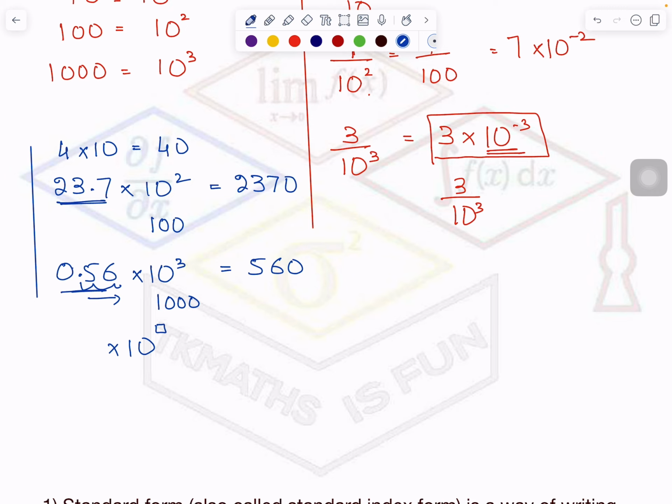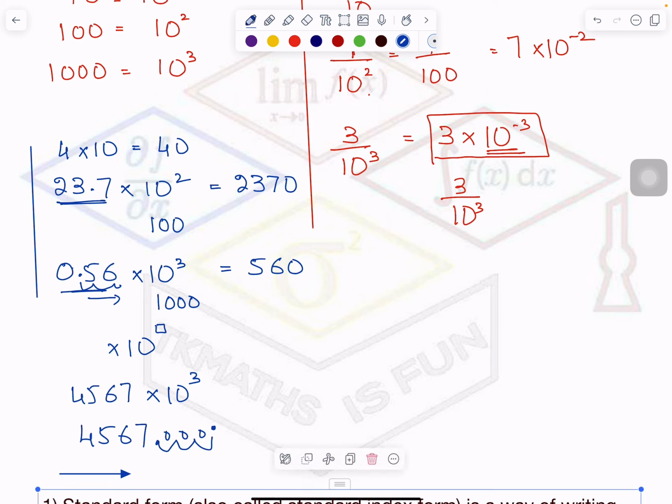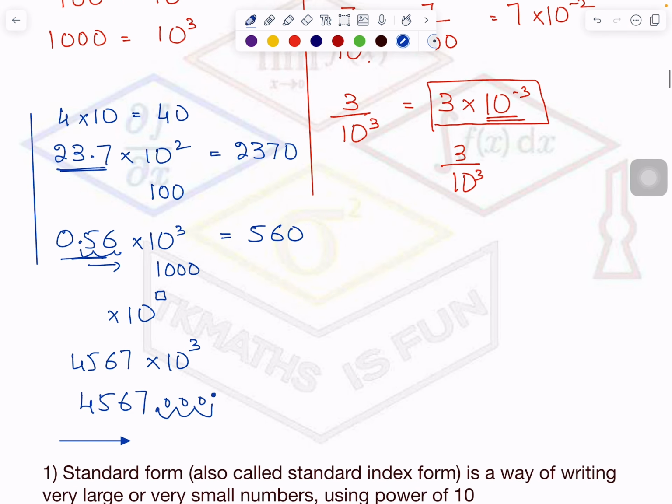Let's take another example. Suppose I have 4567 multiplied by 10 power 3. 10 power 3 is equal to 1000. Where is the decimal in 4567? When there is no decimal seen, as in first class, it is at the end. Because you are multiplying by 10 power positive integer, the decimal will jump right. This is what you have to remember. So 1, 2, 3. If the decimal comes here, these places will be taken by zeros. So the answer will be 4567000.